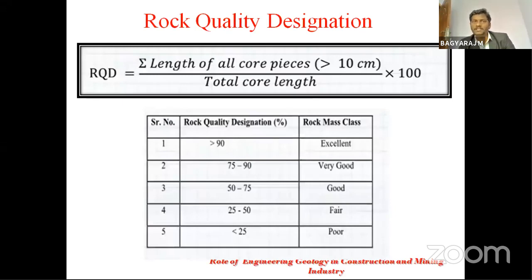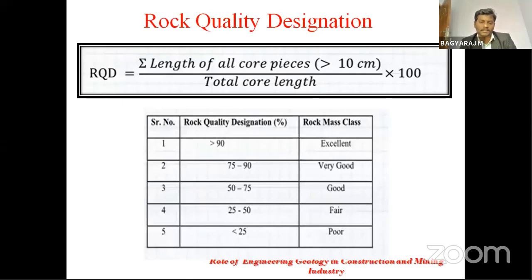The rock quality designation is almost the same, but here we take only those cores which are more than 10 centimeters in length. So RQD will always be less than the recovery percent. RQD can give a very good idea about the character of the rock mass. If you are getting an RQD more than 90%, that rock mass is excellent.